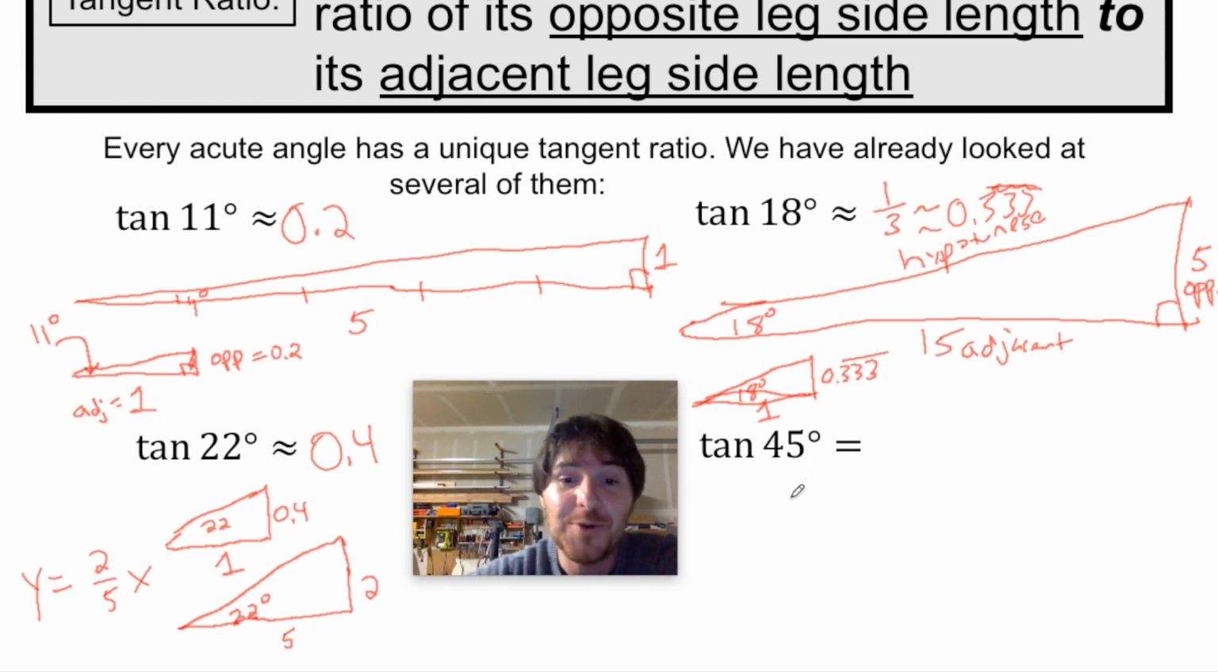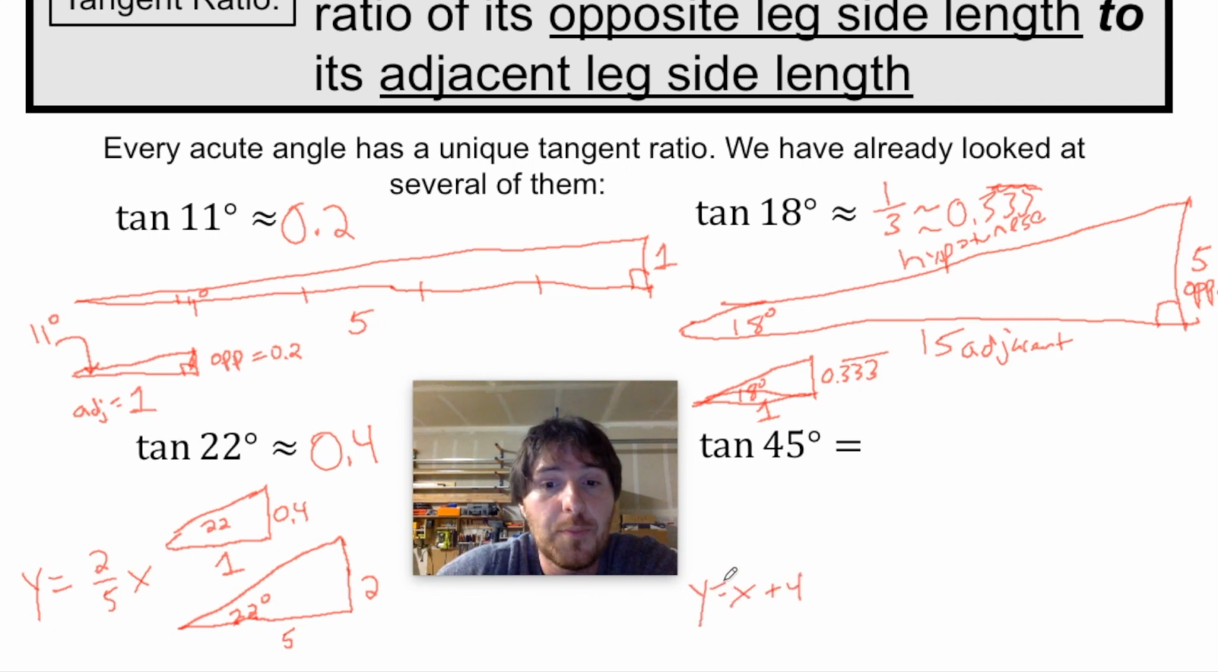Tangent of 45 degrees, what about that one? Actually, that was kind of an interesting one. I think this one we should maybe draw out here. This one came out in Wednesday's class when you had to graph y equals x plus 4. So the slope of that was 1. The slope of the last one was 2/5, and that's the tangent ratio there. The slope of this is 1. So tangent of 45 is actually 1. We saw that one in Wednesday's class.